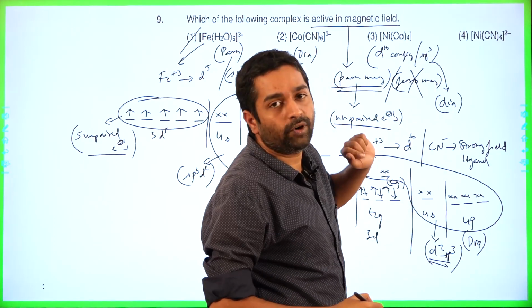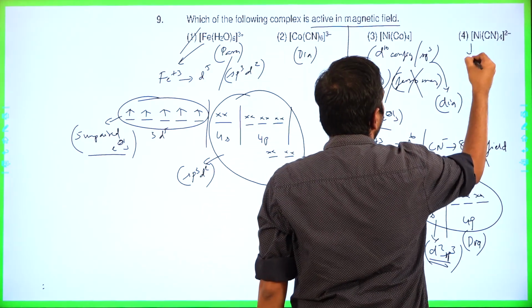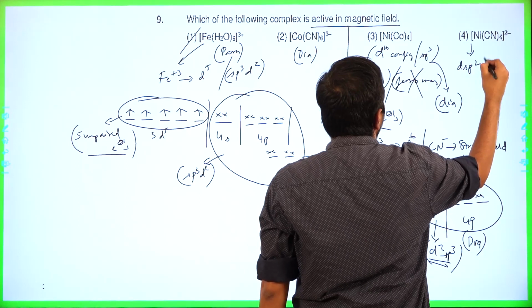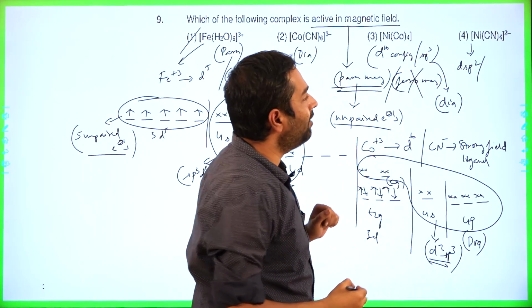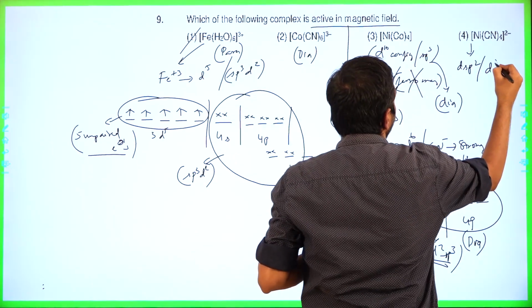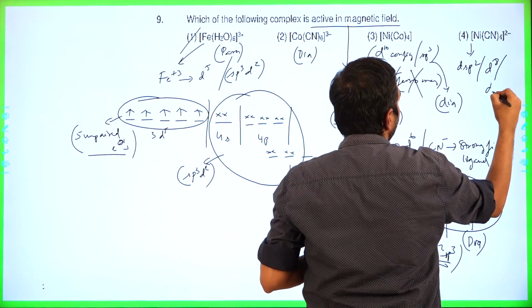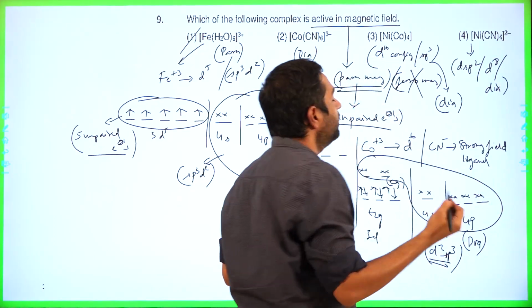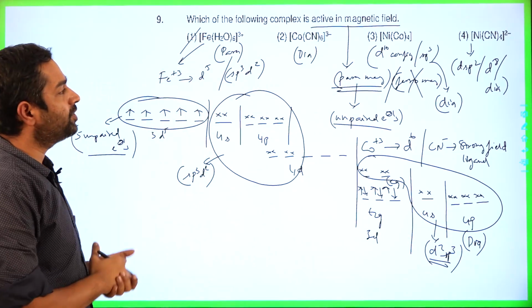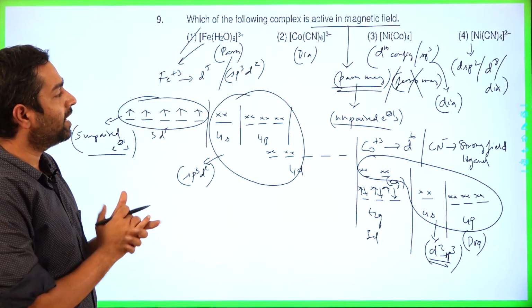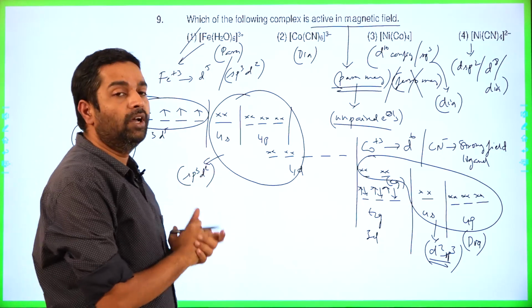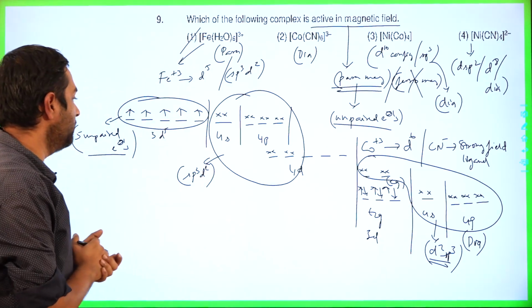Whereas the [Ni(CN)4]2-, this will work out as a square planar complex, which will be dsp2 hybrid, and it will end up having a d8 configuration. And of course, it is also going to work out as diamagnetic. So the last 3 options, second, third and fourth, work out as diamagnetic complexes. The first one works out as a paramagnetic complex in this particular case here.